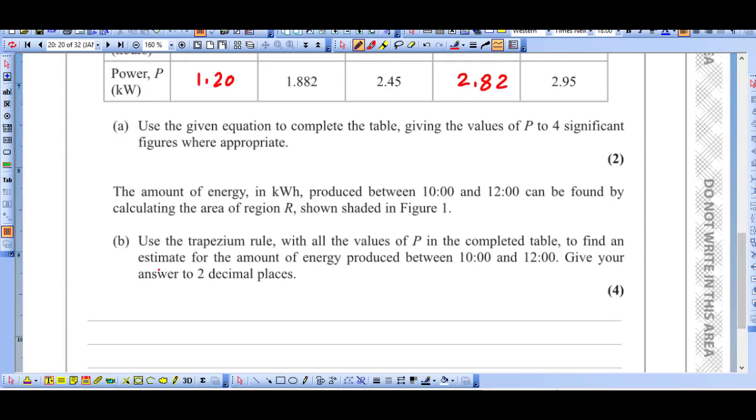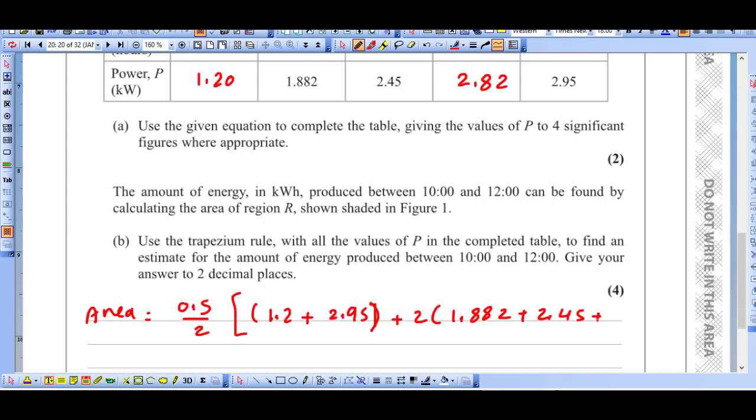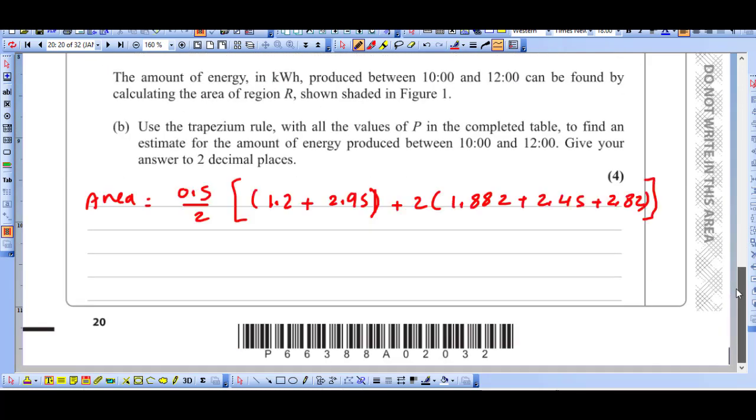So the area is equal to 0.5 divided by 2, open the bracket, the first value 1.2 plus the last one 2.95, plus 2 multiplied by the in-between values 1.882 plus 2.45 plus 2.82, and then close the brackets. So let us find this value to 2 decimal places.